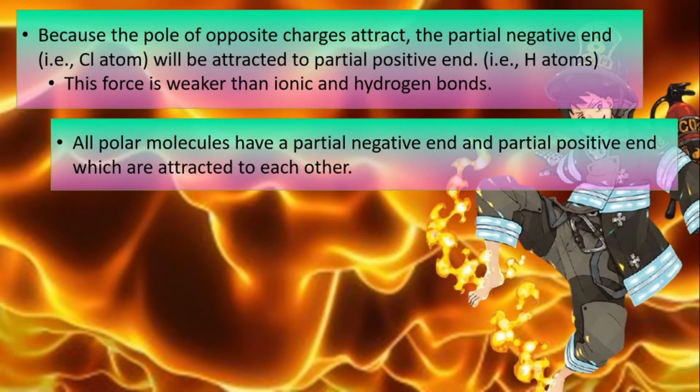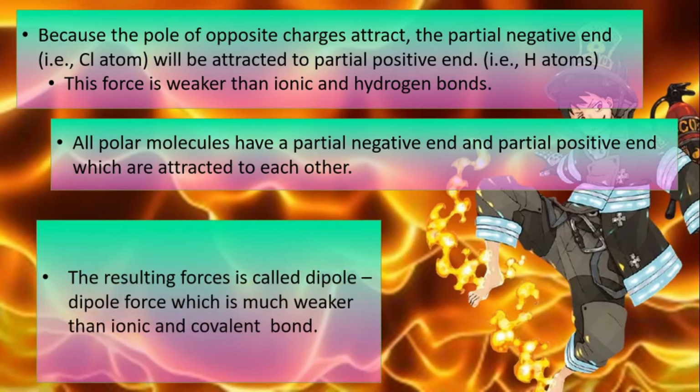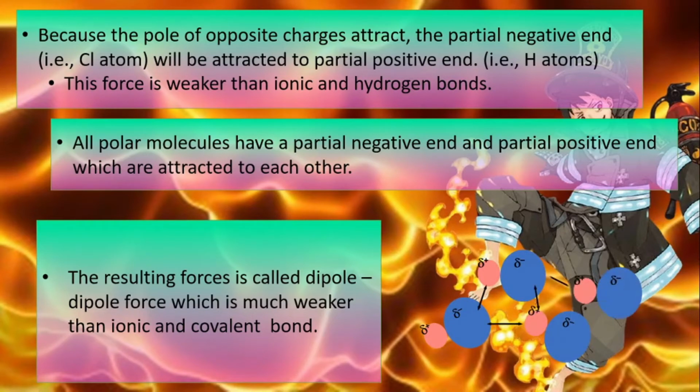Because poles of opposite charge attract, the partial negative end, for example, of the chlorine atom in hydrogen chloride will be attracted to the partial positive end of the hydrogen atom. This force is weaker than the ionic and hydrogen bonds. All polar molecules have a partial negative end and a partial positive end which are attracted to each other. The resulting forces are called dipole-dipole forces and are much weaker than ionic and covalent bonds.